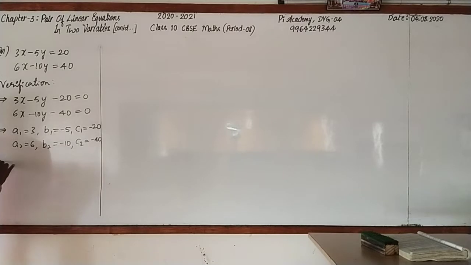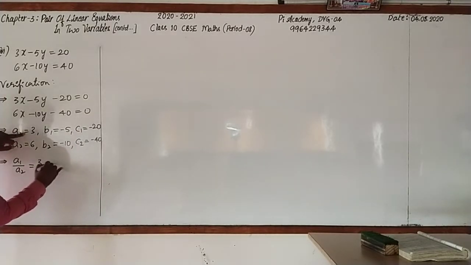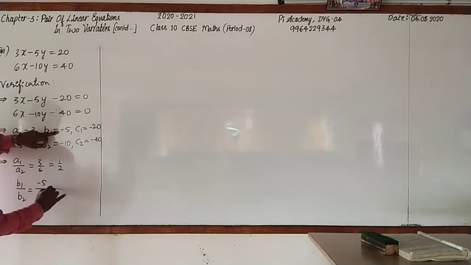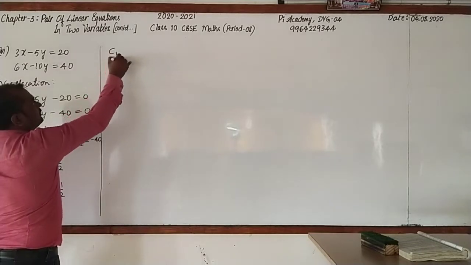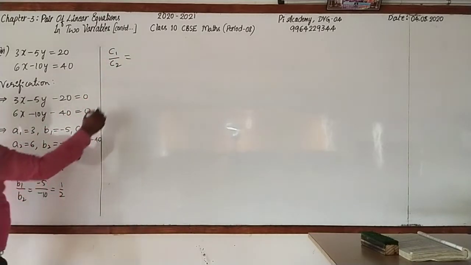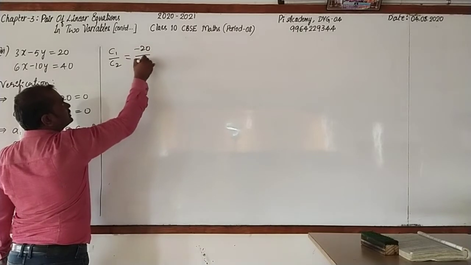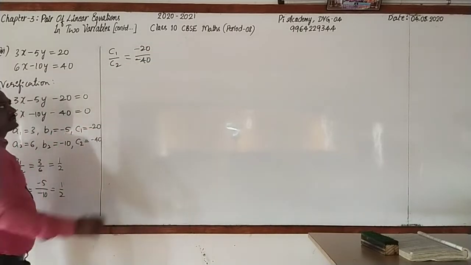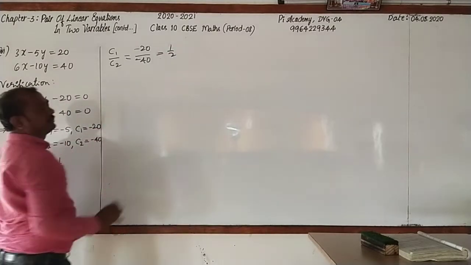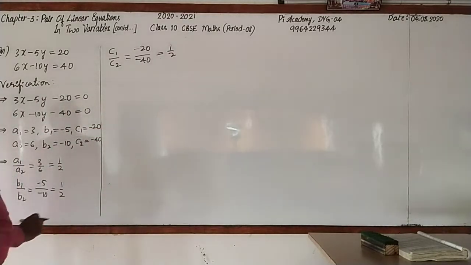Next, what is the next step? You have to find out all the three ratios. a1 by a2 is 3 by 6, which is 1 by 2. b1 by b2 is equal to minus 5 by minus 10. Minus minus get cancelled, 5 1s are 5 2s are, 1 by 2. Next, c1 by c2 is minus 20 by minus 40. Minus minus get cancelled, 2 1s are 2 2s are, 1 by 2. Have you got the same? Good.